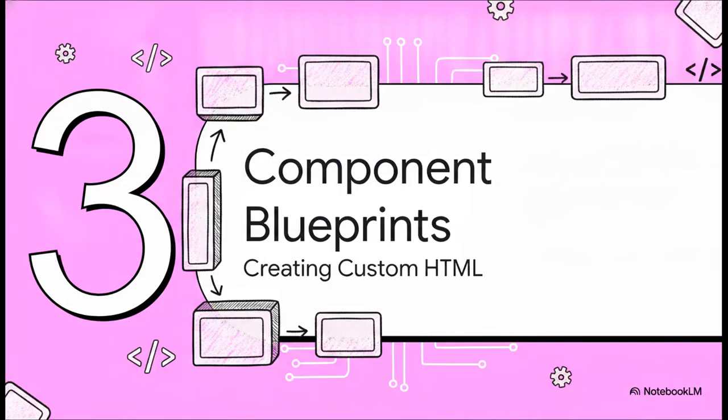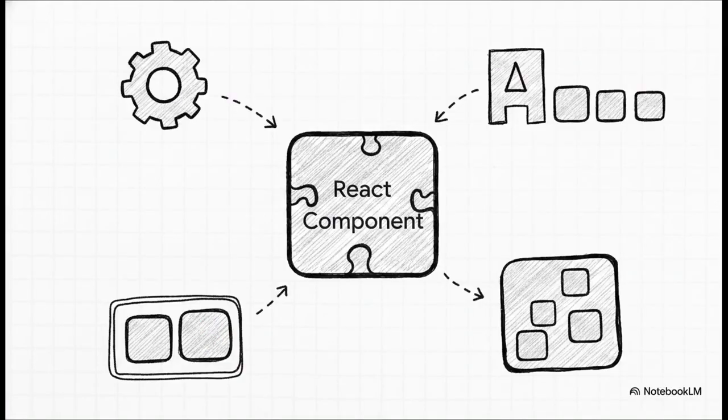Section 3. Component blueprints, creating custom HTML. So we know how the code is written, but what about the architecture? Enter components. Think of them like custom, reusable HTML tags representing pieces of your site, a navbar, a button, a chat message. But React has very strict internal rules for these blueprints.